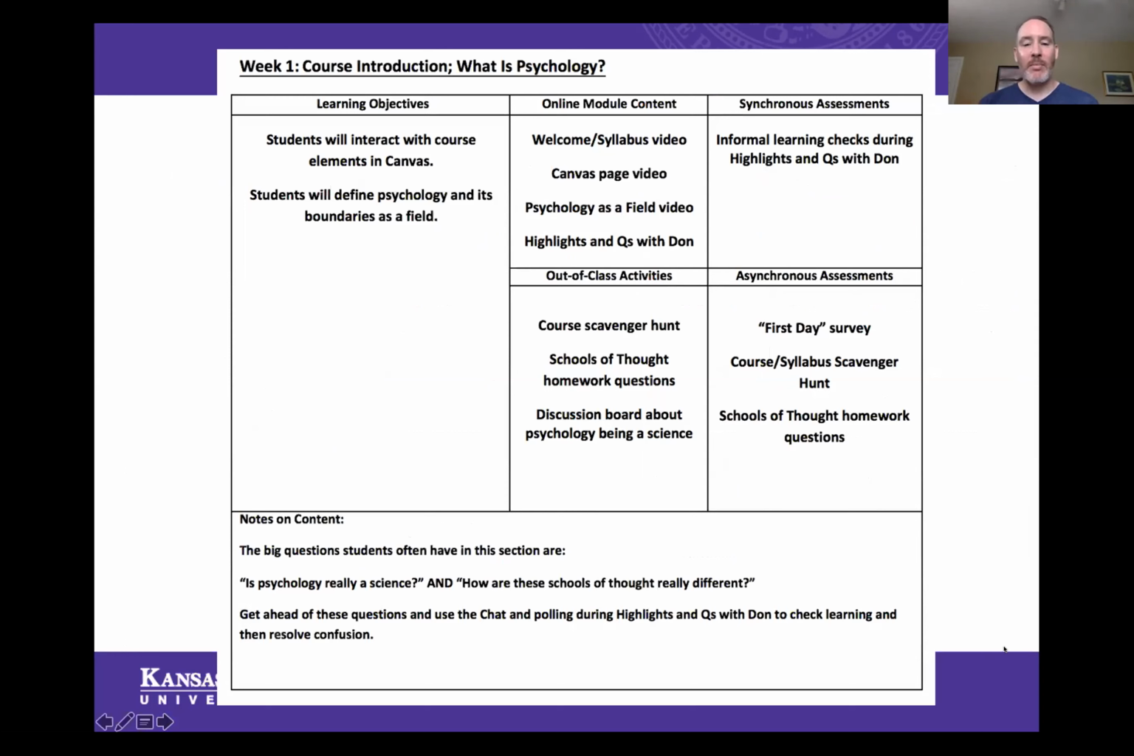So the weekly map, here is again that piece that's probably more for me. I'm dividing this out a little bit differently. So this is sort of my to-do list for each week. You can see I have the learning objectives from week 1 listed here again: interacting with the course and defining psychology. You can see the online module content listed in the middle column at the top.